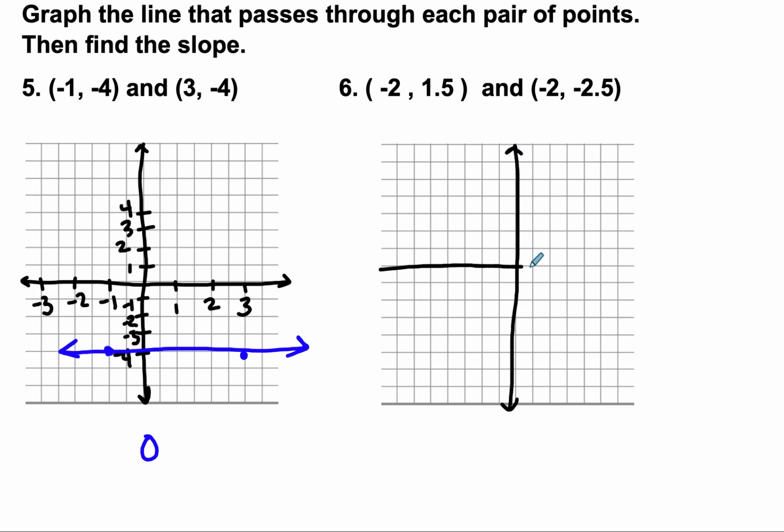All right. And for my last one here, all right, so let's see. -2, 1.5. So over to -2, up 1 1/2 would be right here. And then -2, down, -2.5 would be right here. Connect with a line. That is going to be undefined.